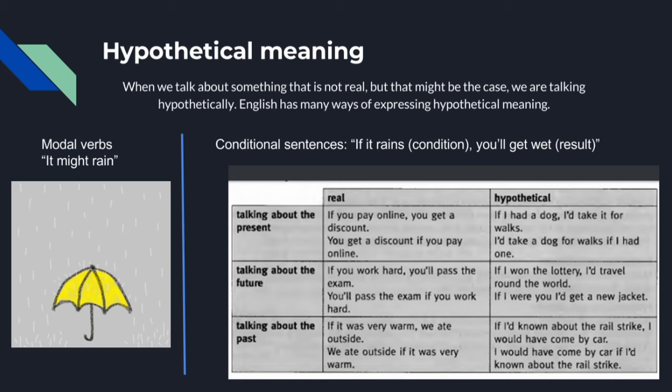For example, if you pay online, you get a discount. This is something real because we could be sure of that. We know the consequence of this action. And hypothetical meaning, if I had a dog, I'd take it for walks. We cannot be sure of that because we don't know the future and we cannot say what would happen because it's not something real.